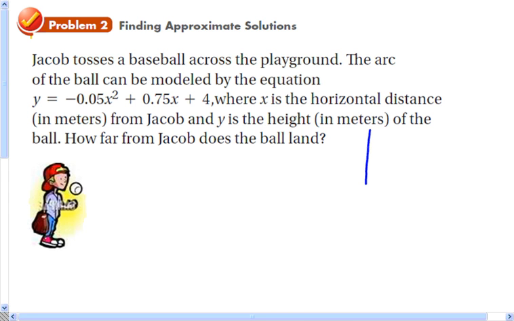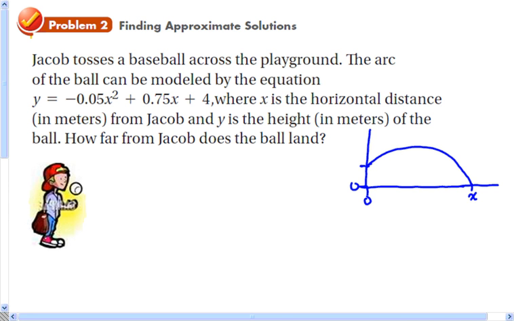I'm just going to do a quick graph of this so we can get an idea what this looks like. So Jacob tosses the ball. Let's say right here is the height of his hand when he lets go of the ball. And he throws it across the playground, and it's going to make an arc like this and eventually hit the ground. Well, the information we need to solve this is, right here would be 0 feet from Jacob, and over here is where it lands, so this is what we're actually looking for, our x value. This is the height where it starts right here, and when it lands, the height is right here, which is 0.